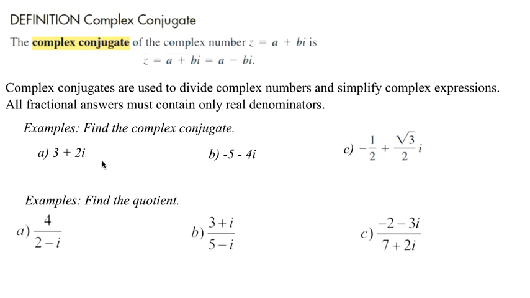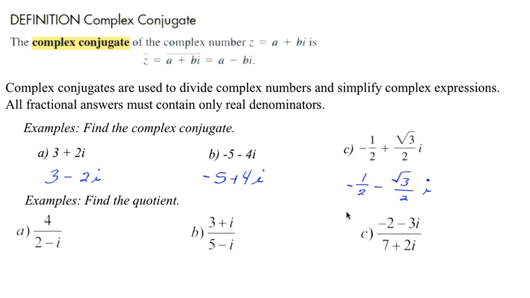If we have 3 plus 2i, what would the complex conjugate be? Well, it's just changing the sign of the imaginary part. So this one's going to be 3 minus 2i. Likewise, we have -5 minus 4i. This would be -5 plus 4i. You only change the sign of the imaginary part. Same thing for part C.